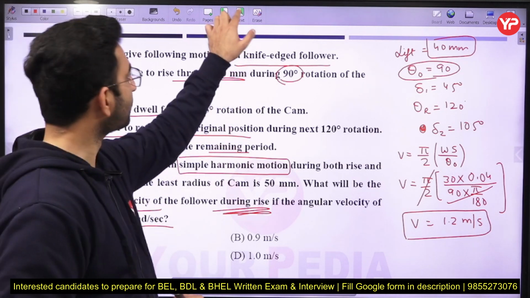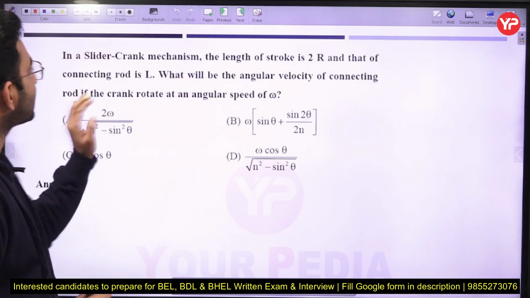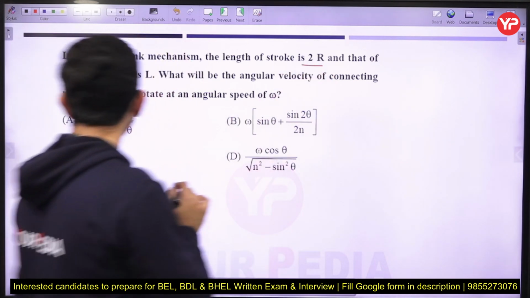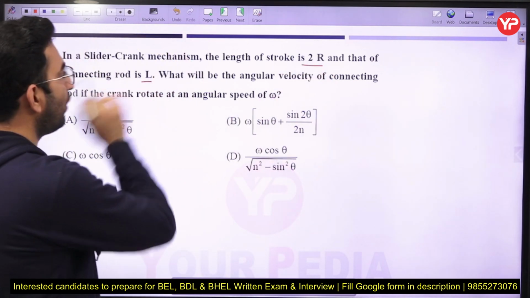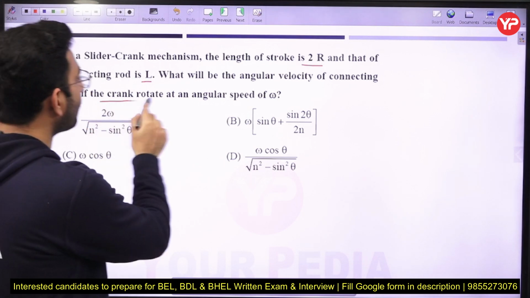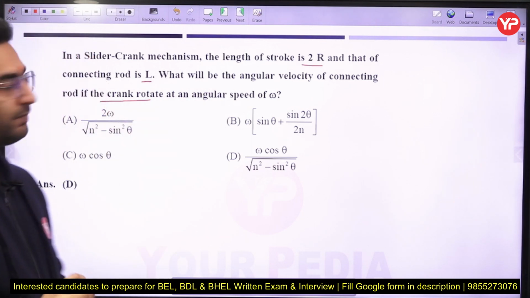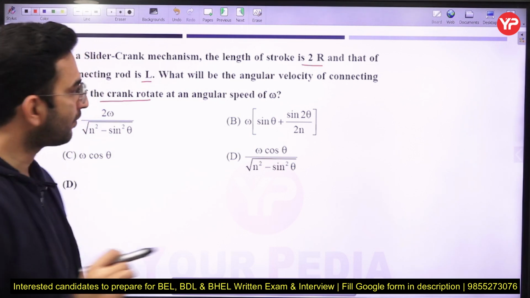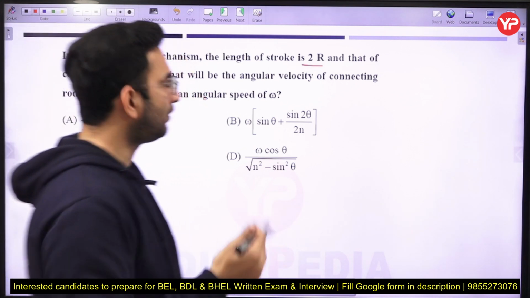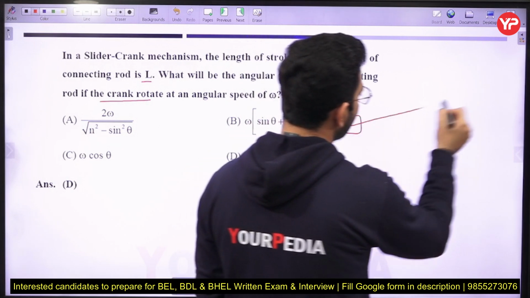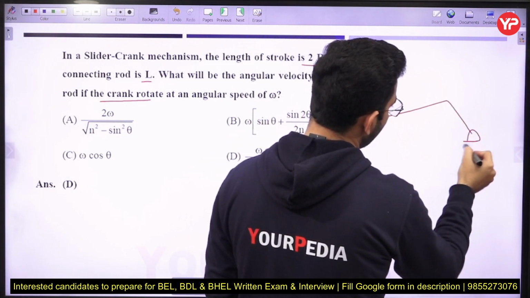Okay, next part. In a slider crank mechanism, the length of stroke is 2r and that of the connecting rod is L. What will be the angular velocity of the connecting rod if the crank rotates at an angular speed of omega? So that's a very simple question. In this case, if I simply draw the single slider crank chain mechanism, that will be the diagram here.